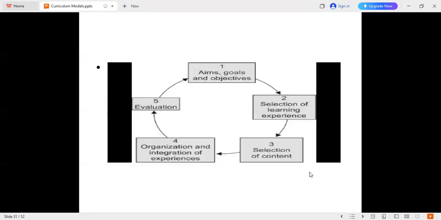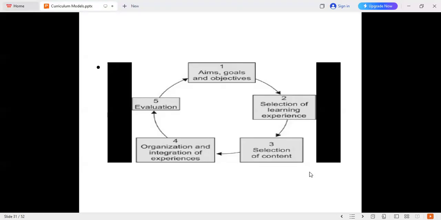Yeah, you can see here a different diagram: aims, goals, and objectives. There are three stages even inside number one, aims, goals, and objectives. At the classroom level, we can use specific objectives. Selection of learning experience, copied directly from Taylor's model.